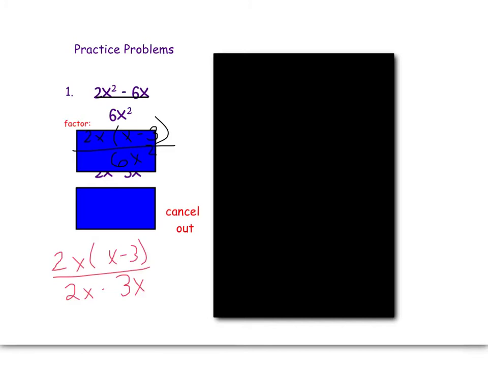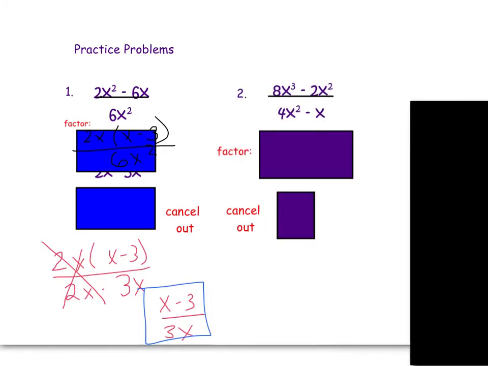Alright, and since those are right on top of each other, that 2x and the 2x, they can cancel. They're right on top of each other, and there's multiplication in between. They can cancel, leaving me with x minus 3 over 3x. Now, although there is multiplication separating this 3 and this x, there is subtraction dividing these two. Therefore, we cannot cancel the 3's or the x's. This is our final answer, right there. Okay, next problem.